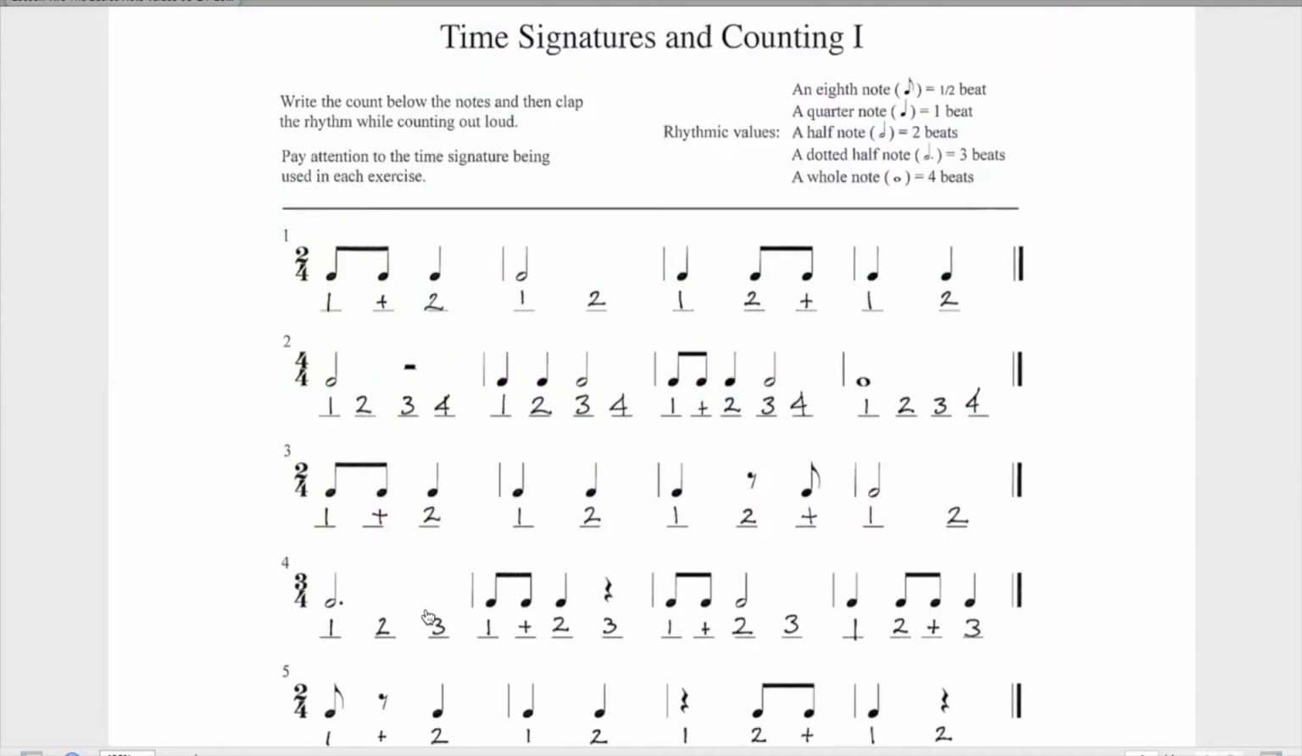On the last page is time signatures and counting, number 1. We will be going over time signatures in our next lesson. But if you have any time to spend on rhythms, take a look at this because this will help you in the next lesson. Well, that's all the time we have for today.